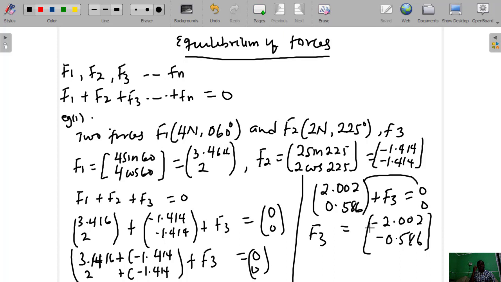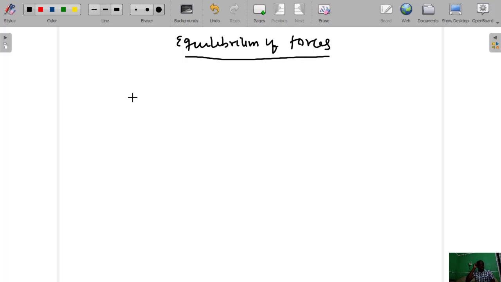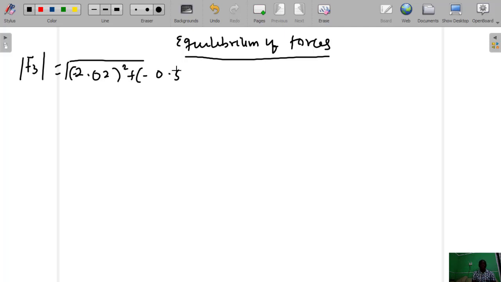Then we now find the magnitude and direction. Let's start now. So we find F3 in magnitude to be root of 2.02 squared plus 0.586 squared. So when you use the calculator, we are going to get 2.2 Newton.